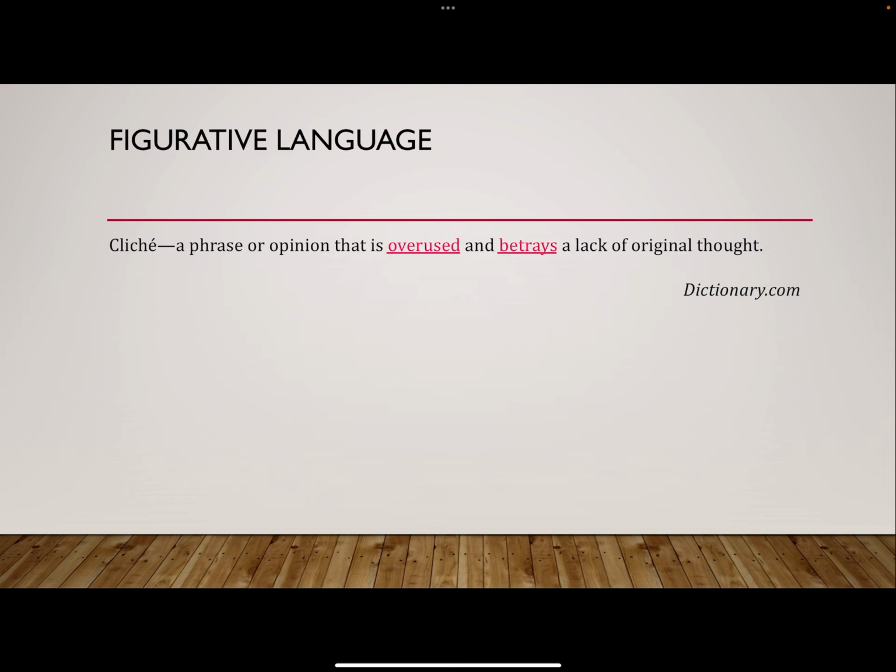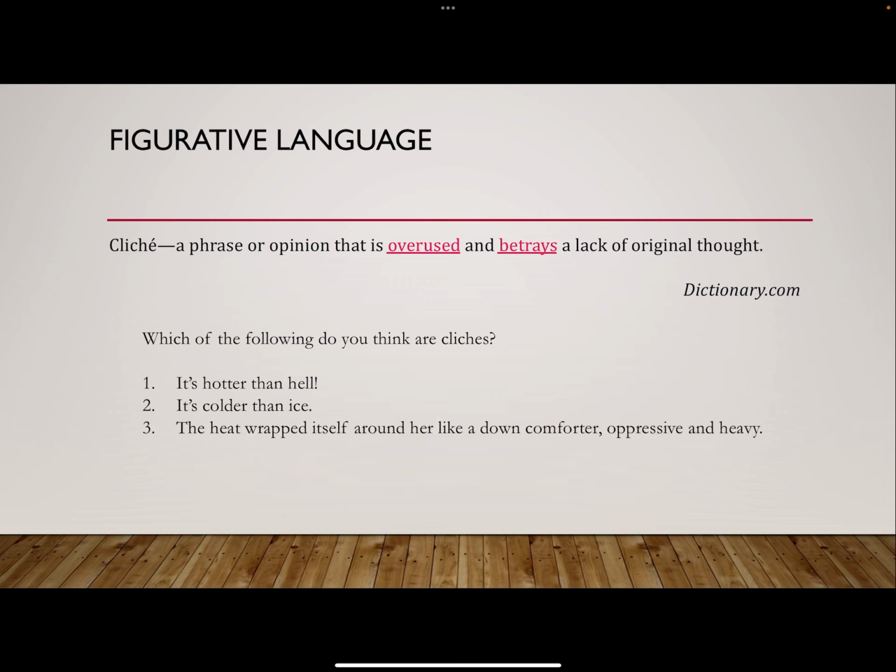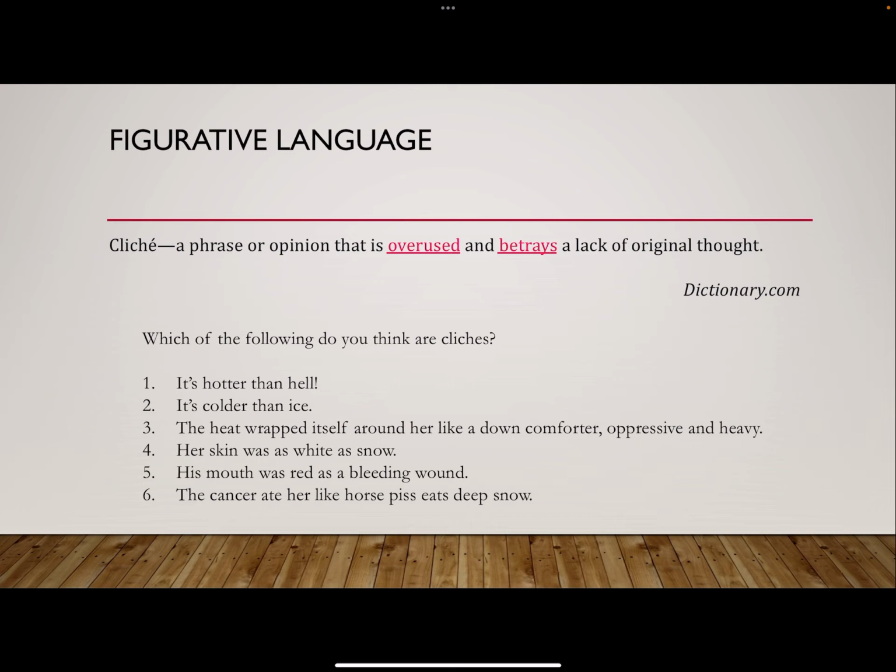I'm about to list 6 of them, and if you pause the video after the 6th and think for a moment, you're probably going to be able to tell which 3 are cliche and which 3 are not. So it's hotter than hell. It's colder than ice. The heat wrapped itself around her like a down comforter, oppressive and heavy. Her skin was as white as snow. His mouth was as red as a bleeding wound. The cancer ate her like horse piss eats deep snow.